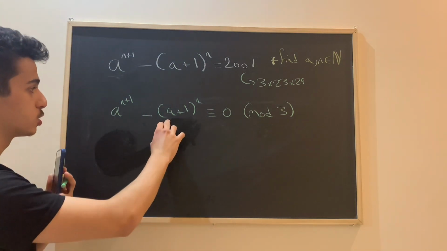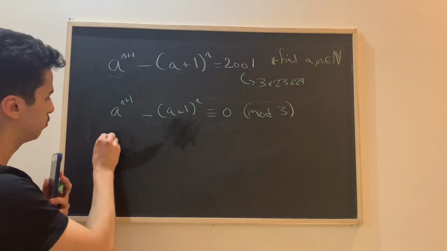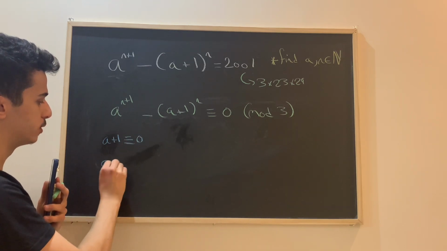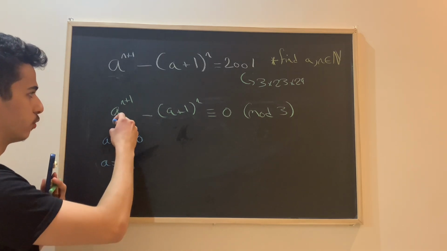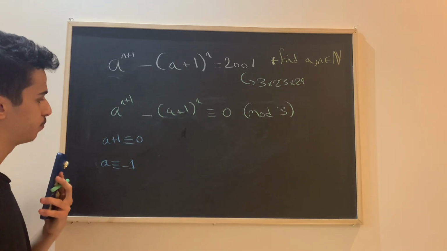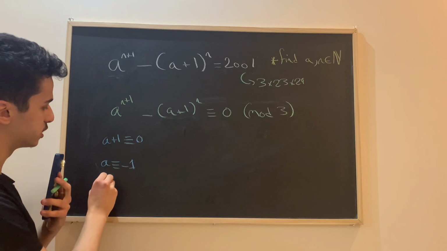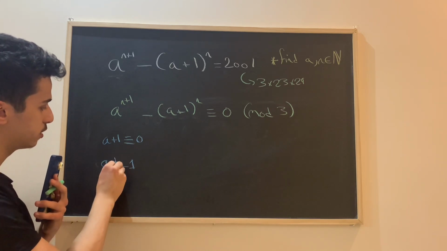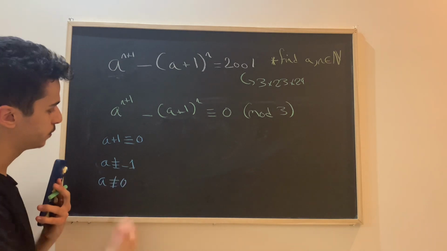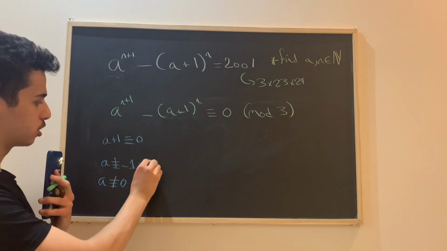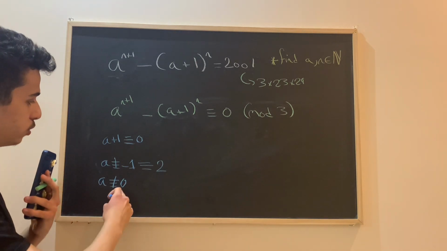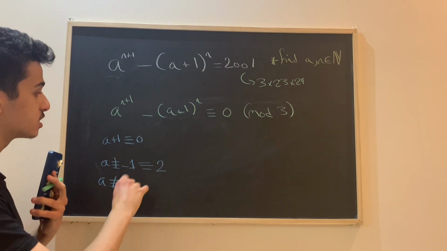And if a plus 1 is congruent to 0, this means that a is congruent to negative 1. And negative 1 to any power will never be 0 modulus 3. So we ruled out two cases: a is congruent to negative 1 and a is congruent to 0. Now, negative 1 is congruent to 2 modulus 3, and so we have ruled out all the cases except 1.